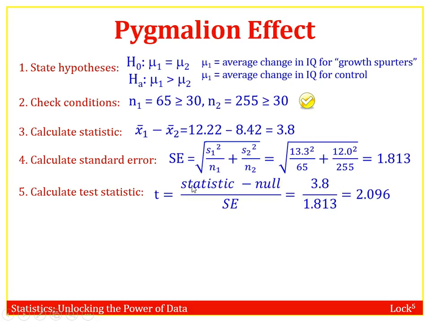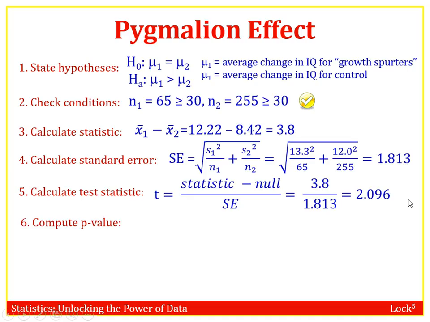So to work this out, we're going to take our statistic minus our null, and that's what we did in step 3. We'll put that on top over our standard error, and that's what we did in step 4. So we take 1.813, put that in the bottom. We divide these two, and we get a test statistic of 2.096.